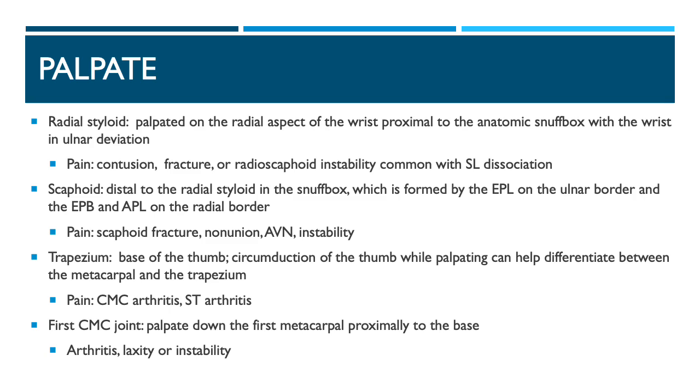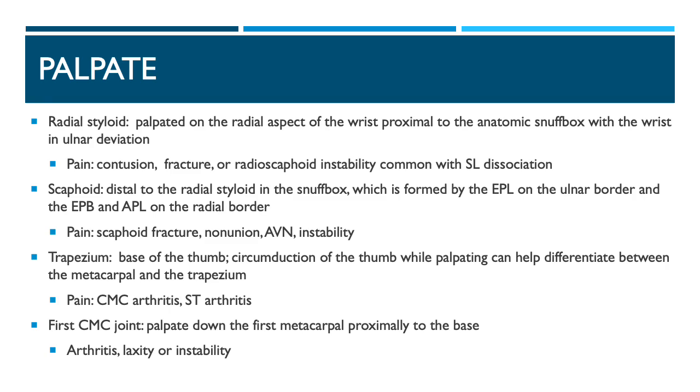So the radial styloid can be palpated on the radial aspect of the wrist proximal to the anatomic snuff box with the wrist in ulnar deviation. Pain at the radial styloid can indicate that there's contusion, fracture, radioscaphoid instability, and that would be common with an SL dissociation. Those are not the only things that are possible there, but those are some of the more likely things.